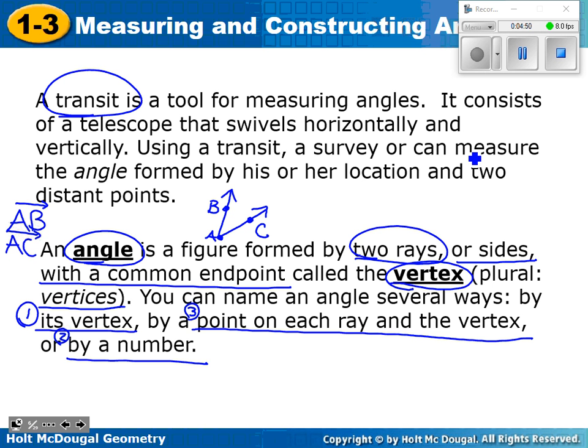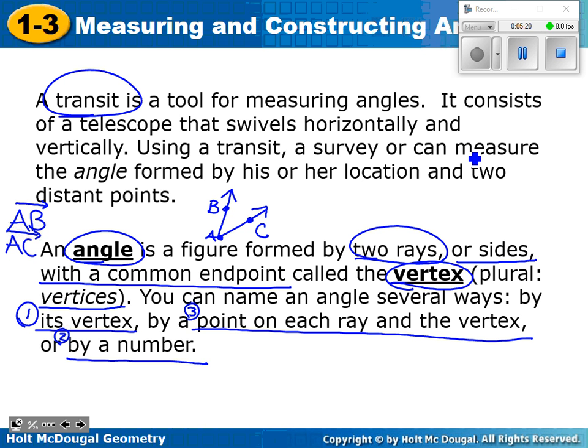If you name it that way, though, the middle letter has to be your vertex. Or you could also name it angle C, A, B. So it doesn't matter as long as the middle letter is your vertex. You can either start with this ray or this ray. Okay, these two, naming it by the vertex and naming it with a number, only work if there's only one angle in the picture. If there's more than one angle, you cannot use those two options.